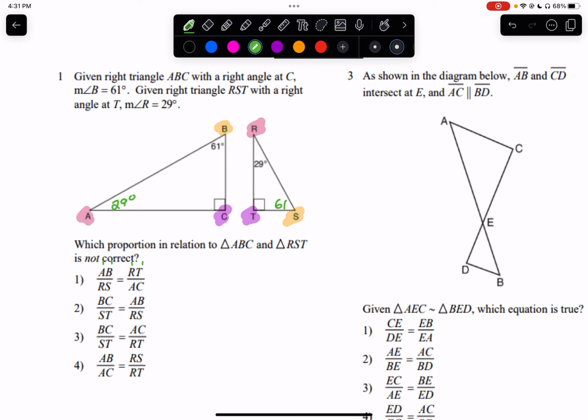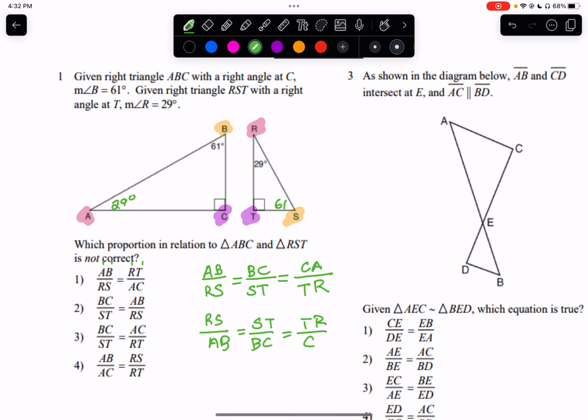and T match. So it has to be true that the ratio, for example, AB over RS would have to be equal to BC over ST, which would have to be equal to CA over TR. And likewise, if you flipped it the other way around, RS over AB would have to be equal to ST over BC, which would have to be equal to TR over CA. So we can use this to narrow our options down.